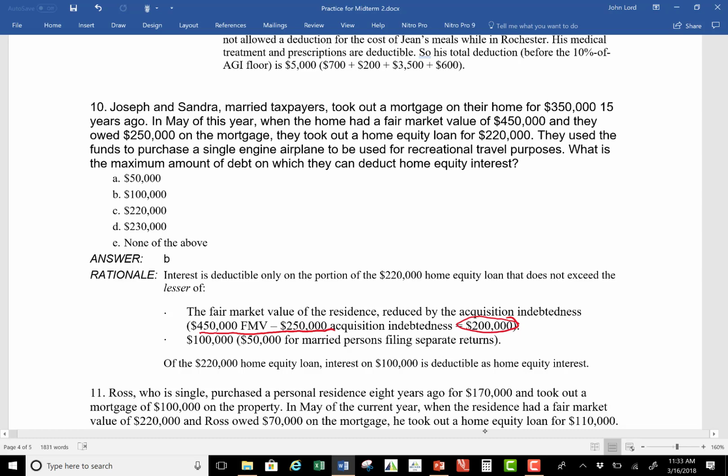And you come down here, and it is the lesser of what? The equity that they have in the home, or what? 100,000, and they're capped then at the 100,000. So even though they borrowed this larger amount, or they borrowed more than the equity in the home, they can't take the full 220. They can't take the total equity that they have in the home because they are capped at the 100,000.